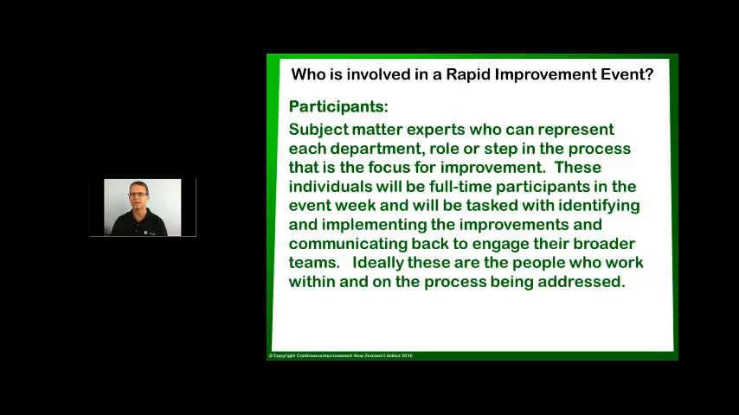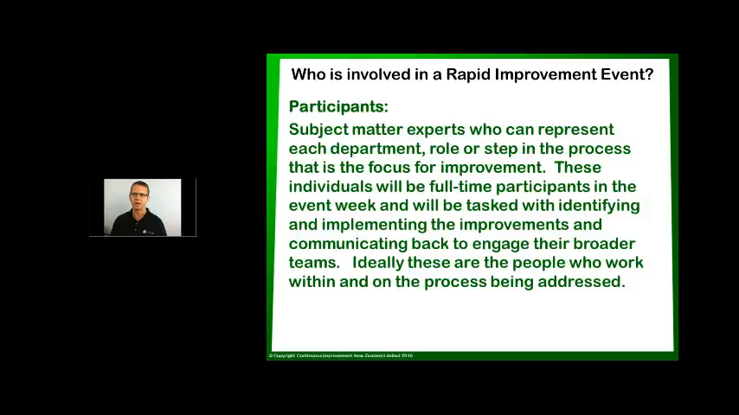So let's talk a little bit now about the participants. You really want to have subject matter experts in the process. You want to steer away from having managers who think they know the process, but they're too far removed from the process that they don't really know what goes on on a day-to-day basis. You need the people from the Gemba, from where the work is done, rather than from the management office. Okay, they will be full-time for the duration of the improvement event.